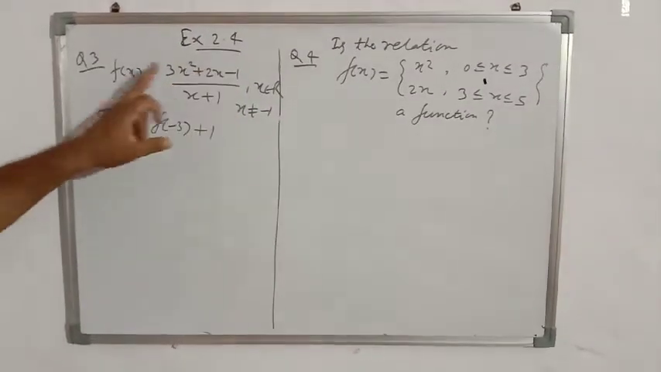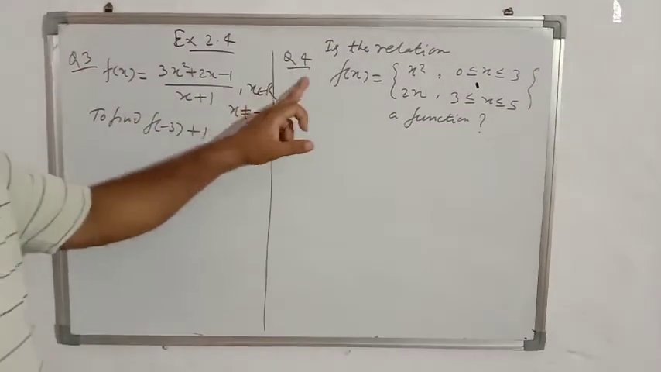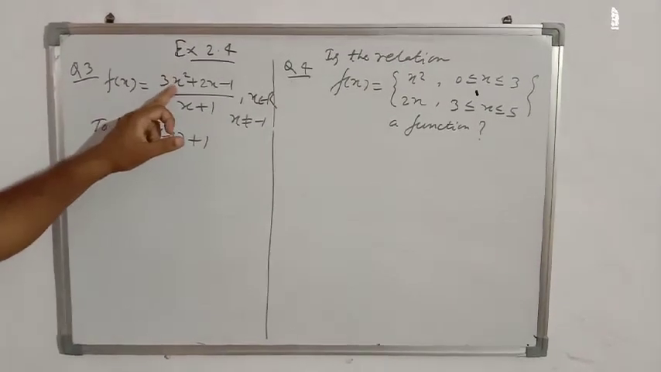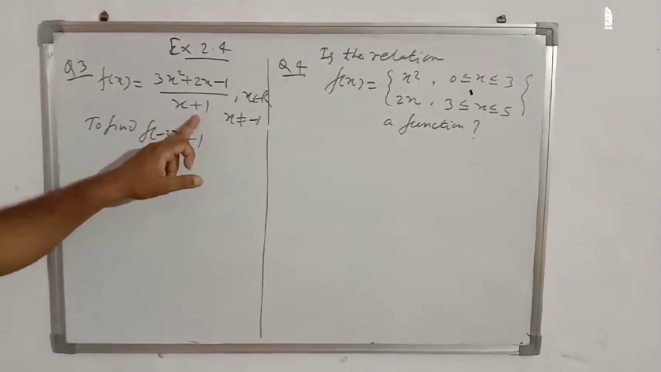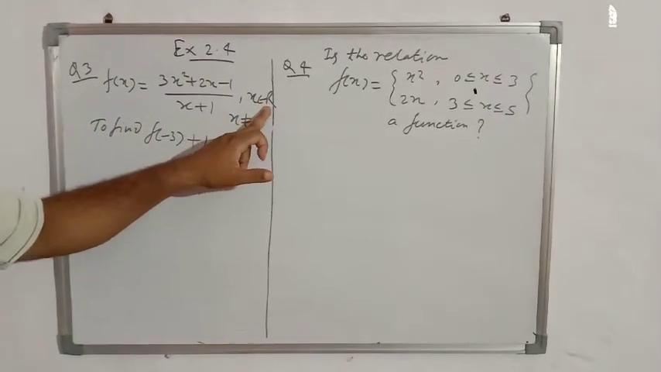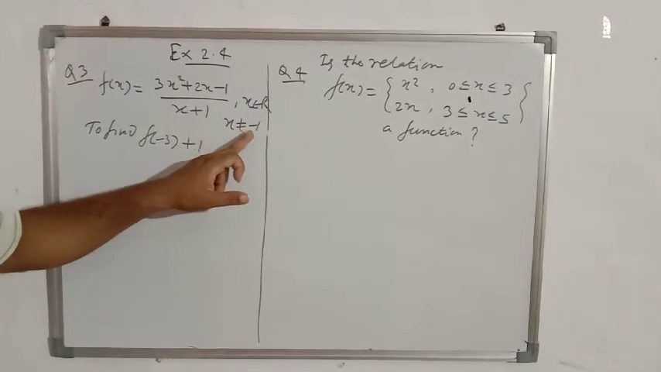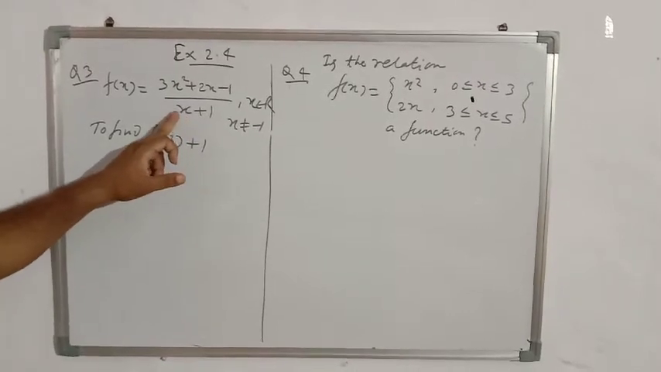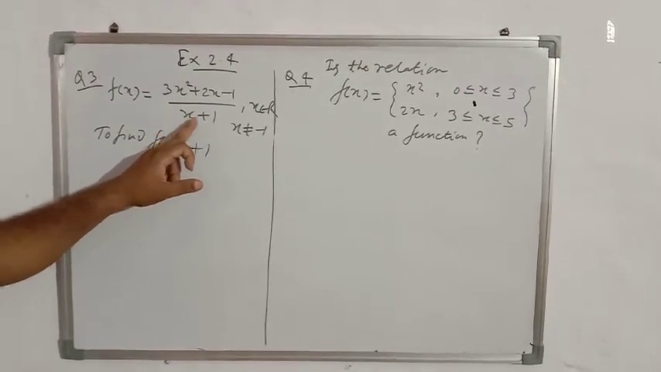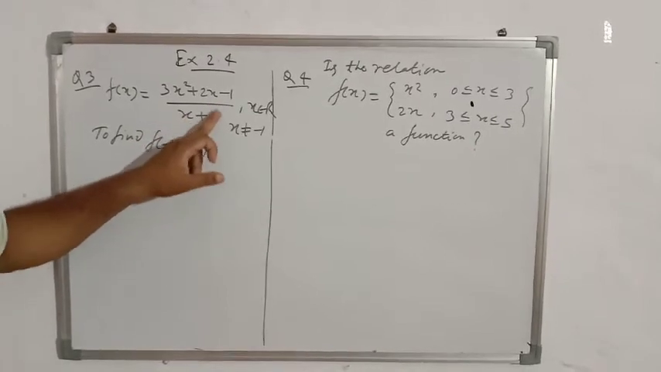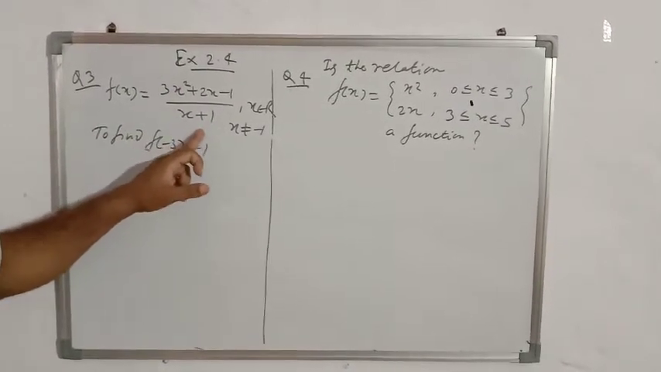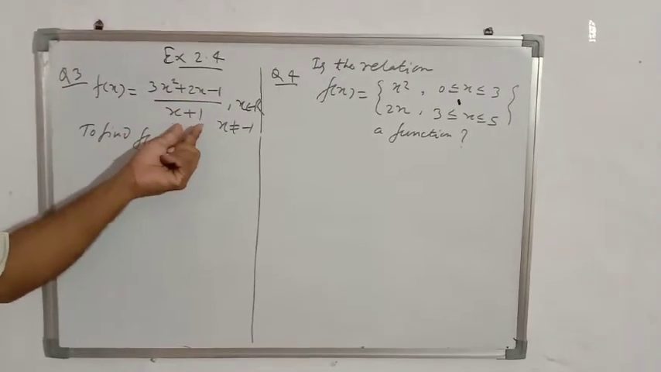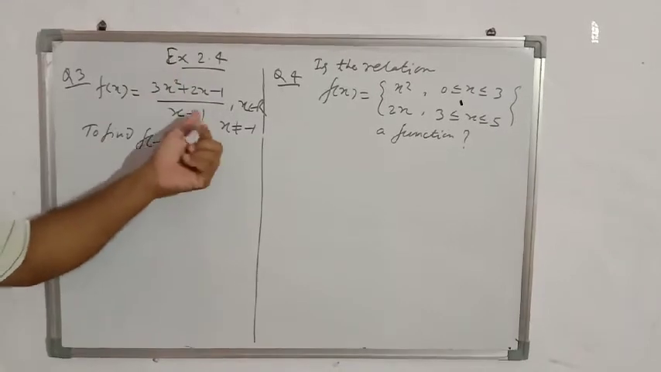Exercise 2.4, I have taken two questions, question number 3 and question number 4. Question number 3, f(x) function is given as (3x square plus 2x minus 1) upon (x plus 1), where x belongs to R, real numbers, but x not equal to minus 1. Why x not equal to minus 1? Because if x is minus 1, minus 1 plus 1 will be 0. The denominator will be 0, so it will give undefined. If the denominator of a fraction is 0, it is undefined.